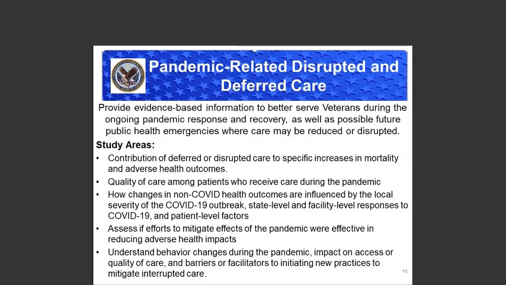So this is our new RFA for this cycle. The purpose of this RFA is to provide evidence-based information to serve veterans during the ongoing pandemic response and recovery, as well as possible future public health emergencies where care may be reduced or disrupted. As many of you know, since the start of the pandemic, there have been quite a few excess deaths across the country as well as within the VA. And so what we're most interested in is studying the effects of disrupted care and how that's affected both mortality and morbidity, as well as care delivery mechanisms, and take those lessons to improve care moving forward.